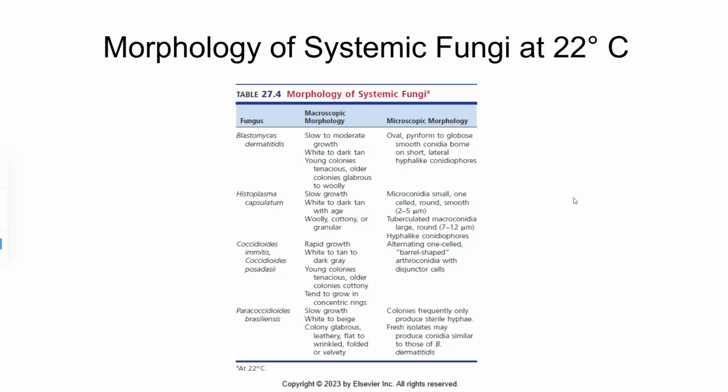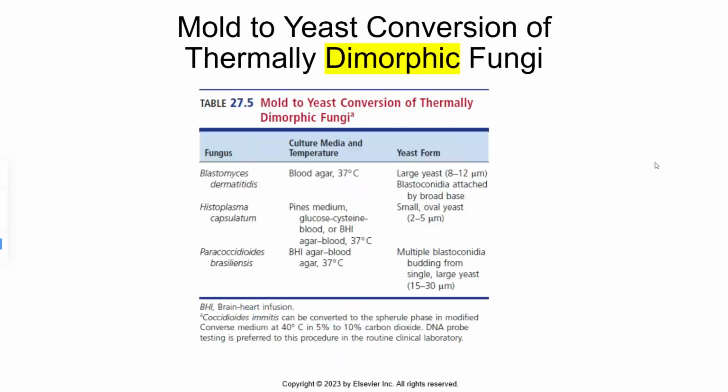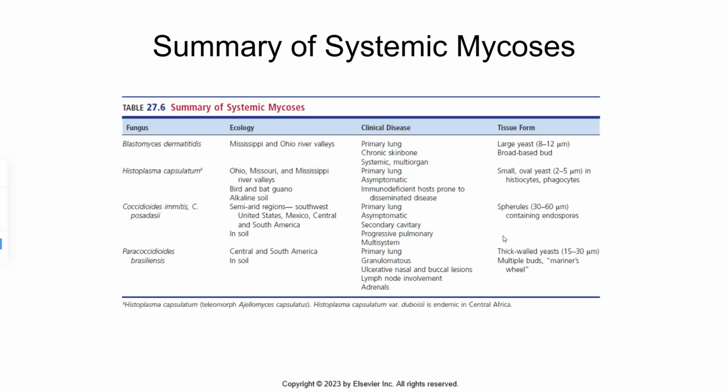So these are our four: Blastomyces, Histoplasma, Coccidioides, and Paracoccidioides. These are our big guys. So the dimorphic ones, thermally dimorphic, are listed here. And there's some ecology, clinical disease, and then tissue form.